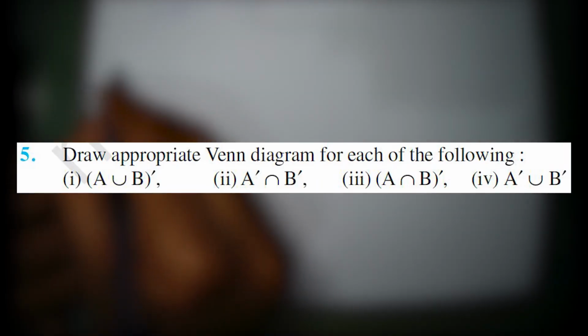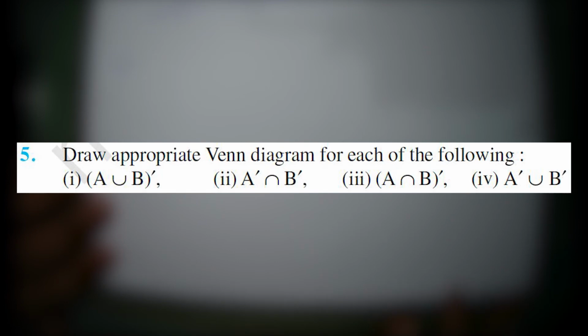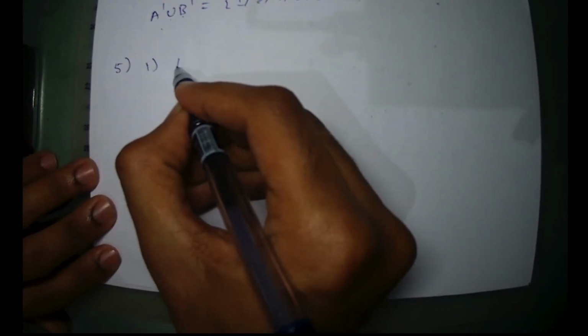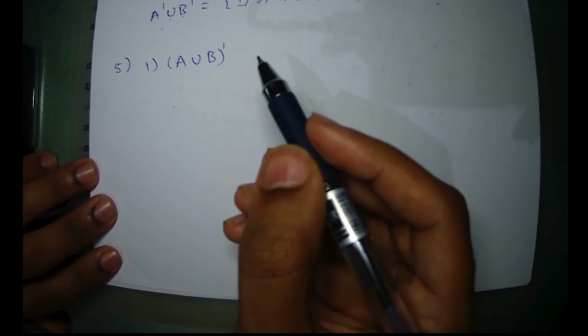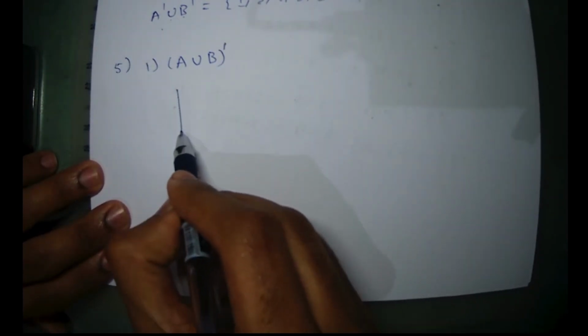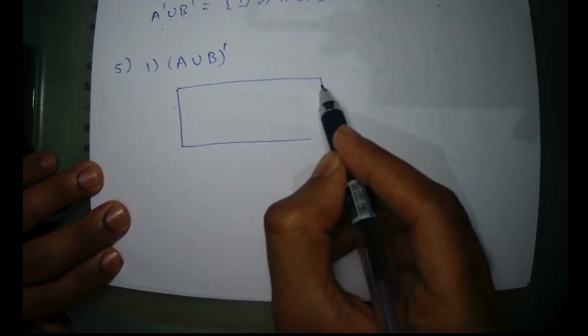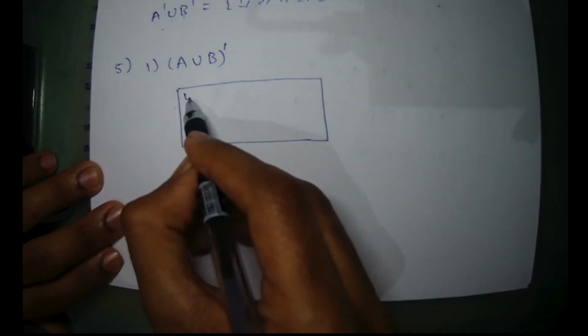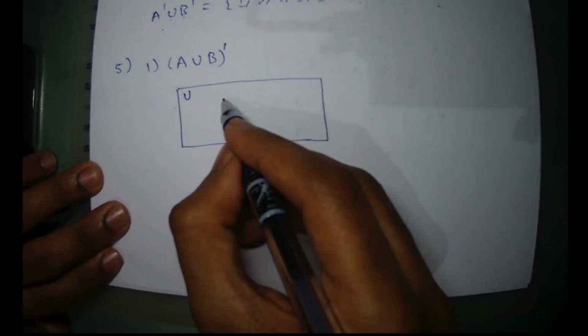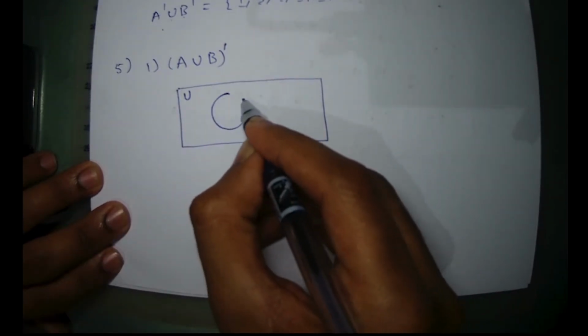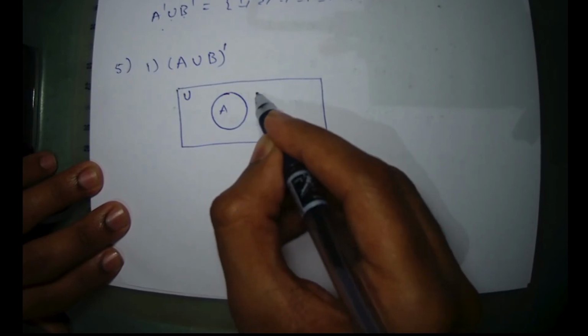Coming to the fifth question, we have to draw the appropriate Venn diagram for each of the following. The first one is A union B dash. First we will take a universal set U. So this is our universal set U. This is my set A. This is my set B.